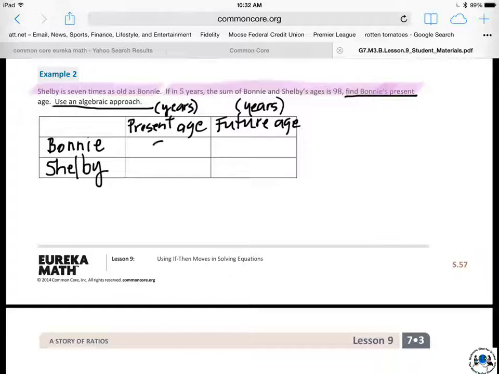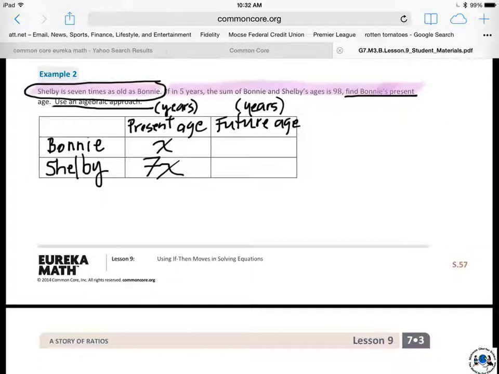So we can just call Bonnie x, all right? So Bonnie's present age is x. Shelby, we'll give you a little time to figure out what would Shelby. And again, everything we write down here is going to be in terms of Bonnie. All right, and hopefully you figured it out. You saw over here the first line of the problem says that Shelby is 7 times as old as Bonnie. Okay, so that's going to be 7x. So Bonnie is represented as x, Shelby is represented as 7x.